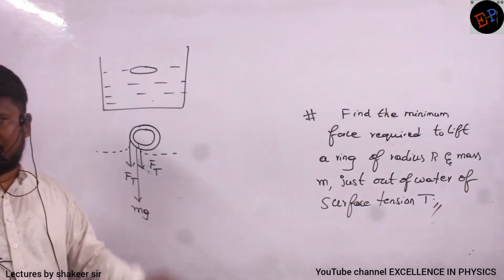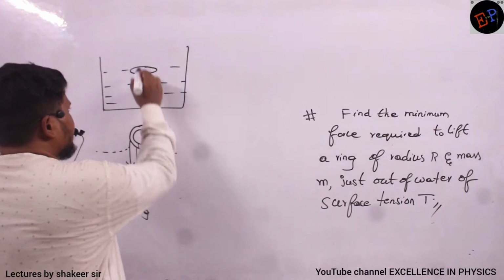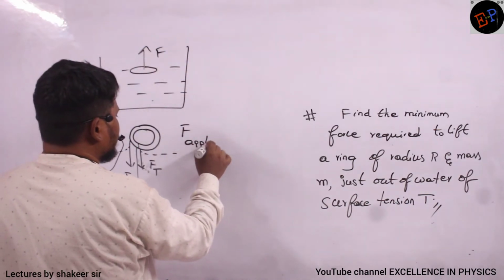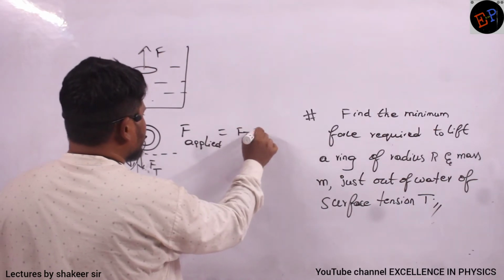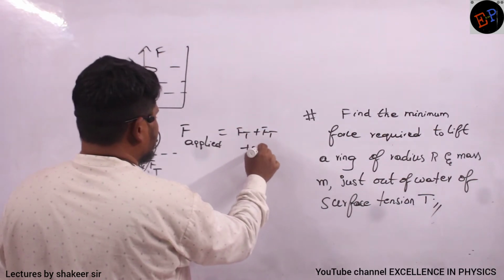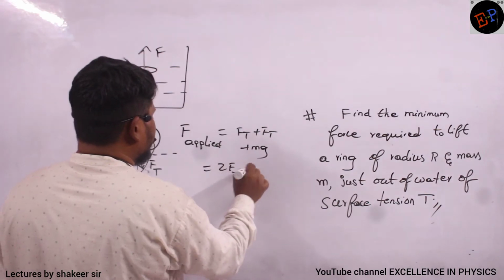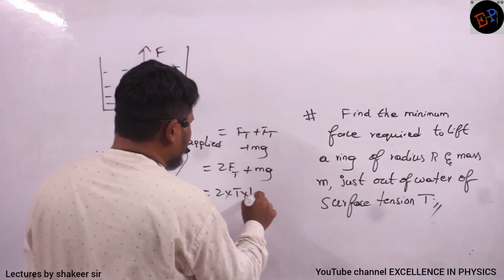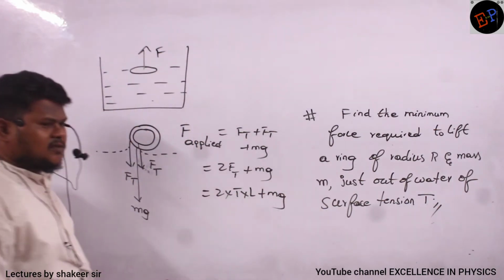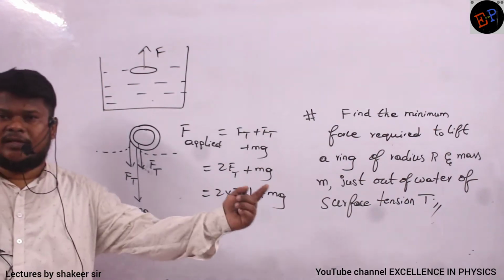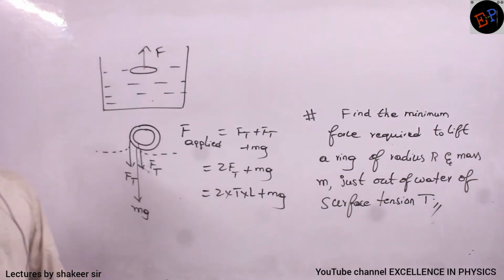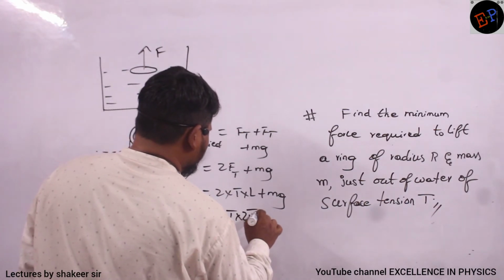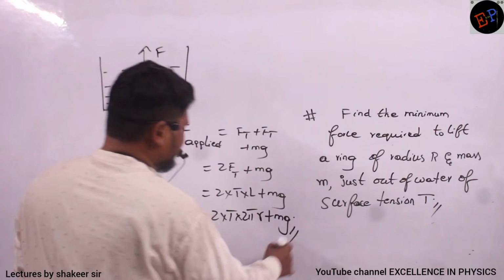So just like the rod condition. Therefore, what is the net force I have to pull? The applied force is nothing but F_t plus mg. So this is also 2F_t plus mg. So 2 into F is nothing but T into L, plus mg. Now here, what is meant by the length of this ring? The length of the ring is nothing but the circumference of the ring, 2πr. So therefore 2 into T into 2πr plus mg. That's all. This is my answer.